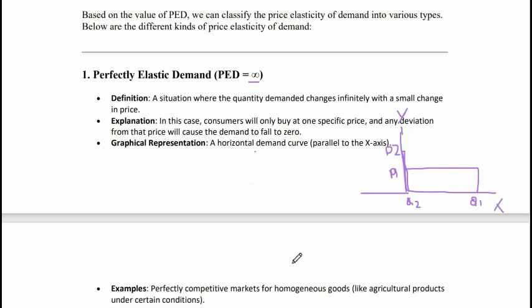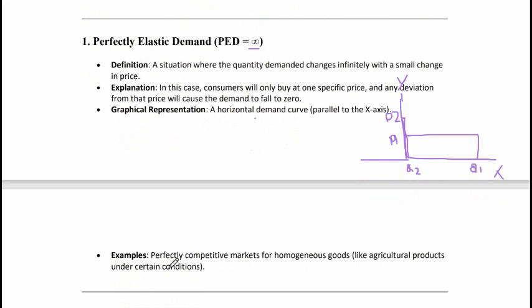In an alternate scenario, this basically works with perfectly competitive markets like agricultural products under certain conditions. This has a horizontal demand curve parallel to the x-axis. That is why you can't show a separate demand curve here, because it is parallel to the x-axis. This itself is the demand curve. So it is a situation where quantity demanded changes infinitely with a small change in price.